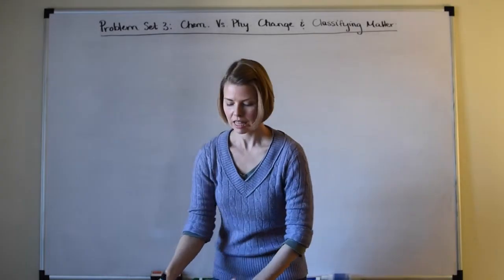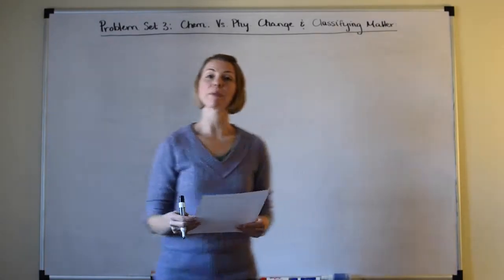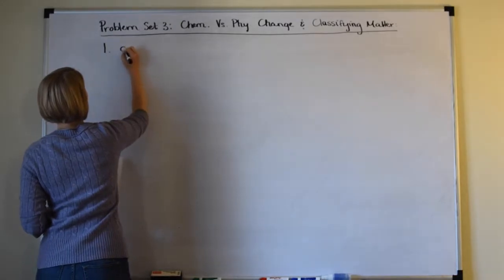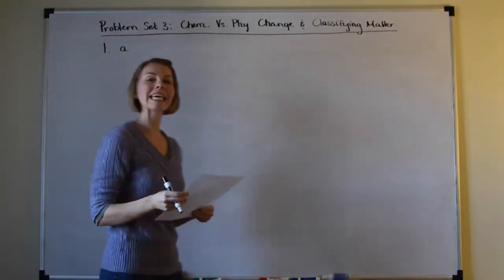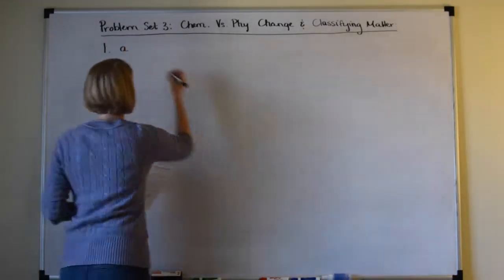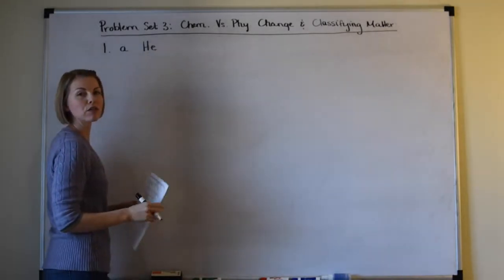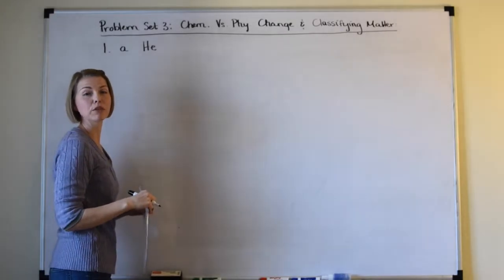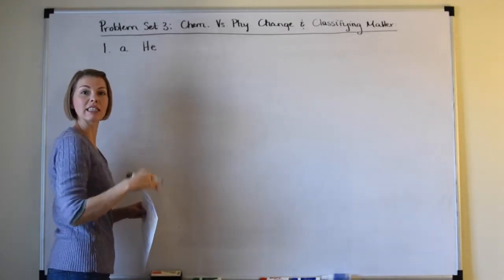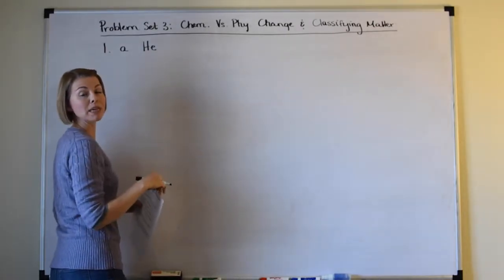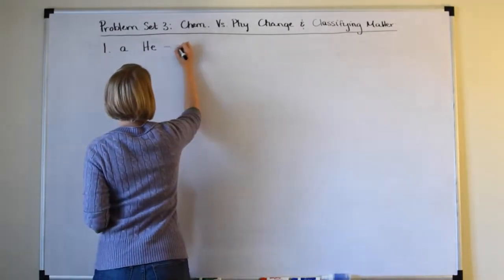Number 1, classify the following as either a pure substance or a mixture. A is helium gas. I'm just going to write the symbol there. If you look at your periodic table, you will see that helium is listed there. That means that it is an element, which makes it a pure substance.